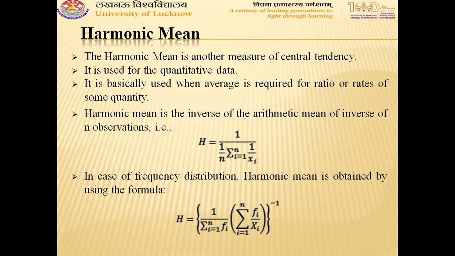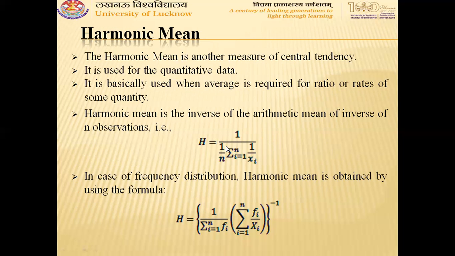Harmonic mean is the inverse of the arithmetic mean of the inverse of n observations. That means harmonic mean H is given by 1 upon n summation i goes 1 to n, 1 upon xi.